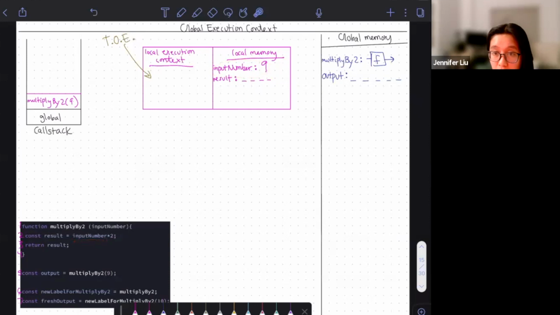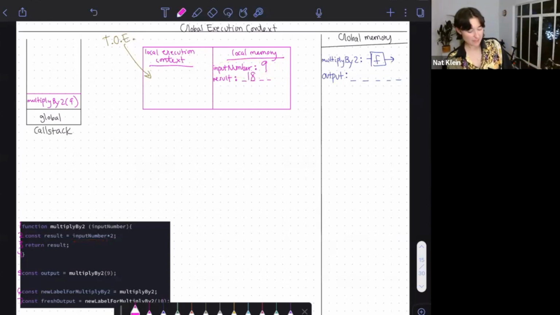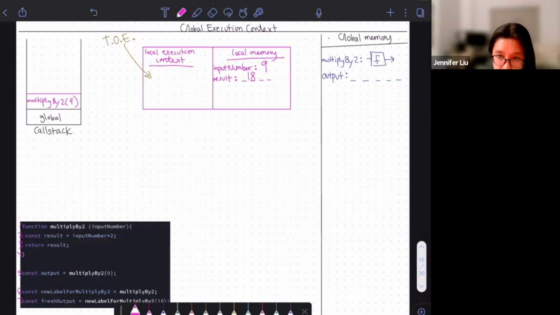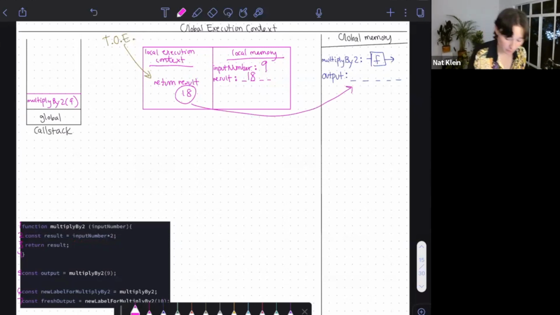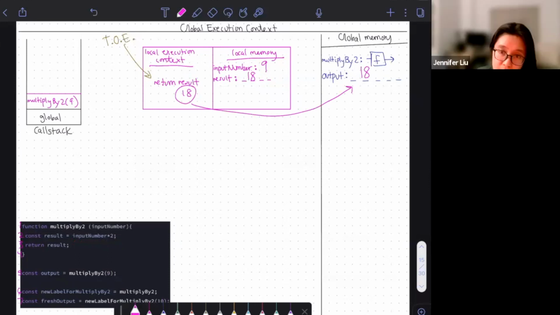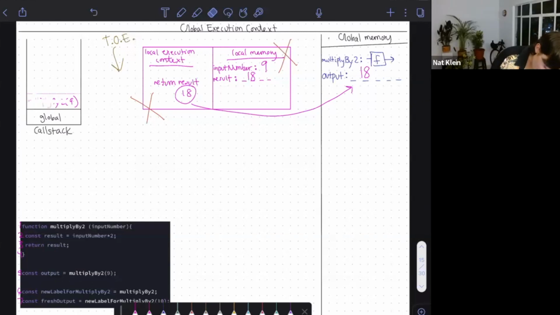18. 18, awesome. And then what is the last thing that is happening in our function? We're going to return that result to output. Yep, we return result, which we know the result here is 18, and we return it out to output in our global memory. So output now has this value of 18 in global memory. Awesome. So we've reached the end of our function. We've run all the code that we had to run. So now what happens to this local execution context? We garbage collect it. We weave out the thread of execution, and we pop out the multiply by 2 from the call stack. Yes, we pop off from the call stack.